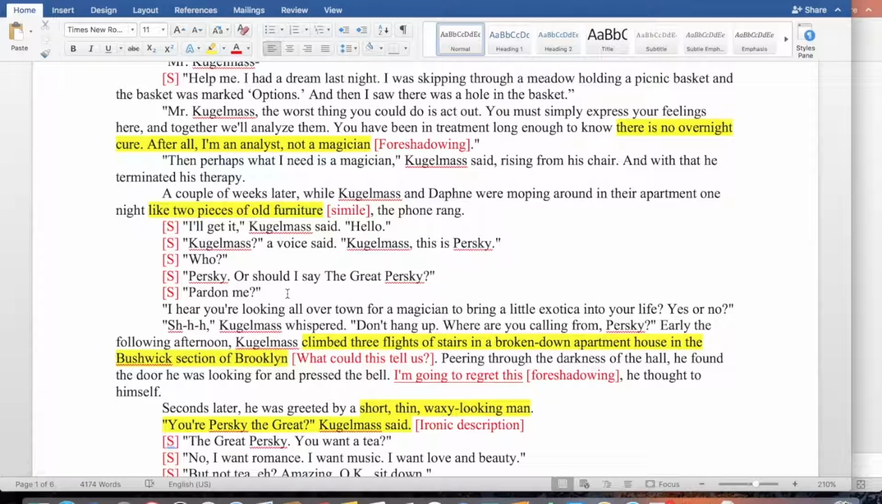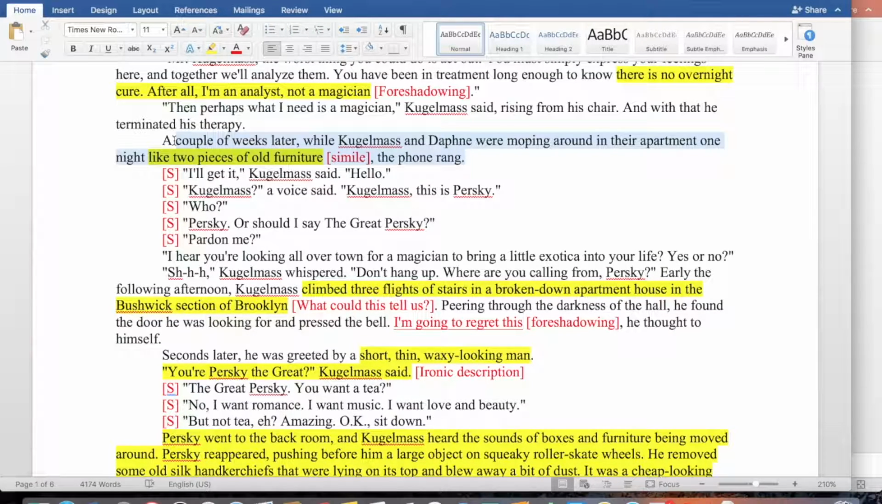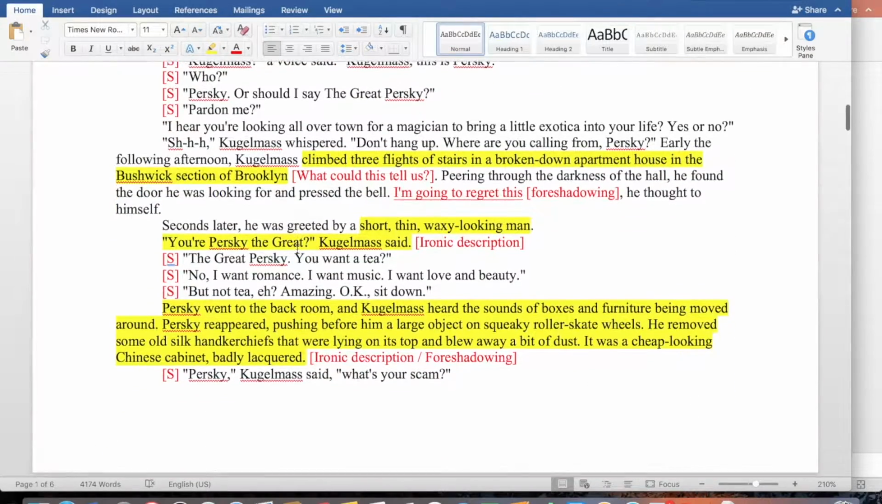I just like this phrase because I think, once again, we're getting that Kugelmass and Daphne are both, they're like furniture. They're dull, they're plain, they're ordinary, and they just sit around moping, right? So Kugelmass doesn't see himself that way, right? He sees himself as he has soul. So we get a glimpse at reality from outside of Kugelmass's lens.